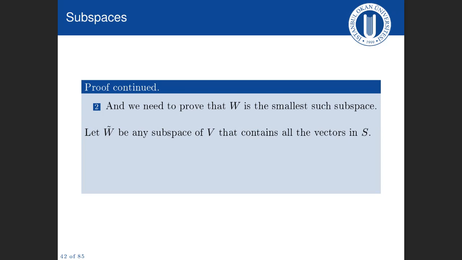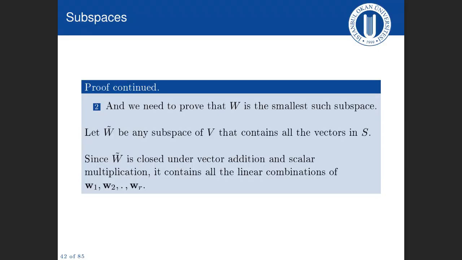And for part two, we need to prove that W is the smallest such subspace. So let's let W tilde be another subspace of V that also contains all of the vectors in S. Because W tilde is a subspace, that means it's closed under vector addition and scalar multiplication. So that must also contain all of the linear combinations of w1 up to wr. But that means that W is a subset of W tilde. And then we're finished. That's what we needed to prove.